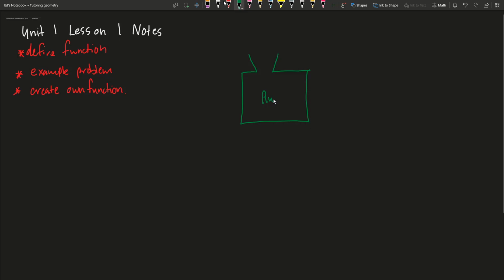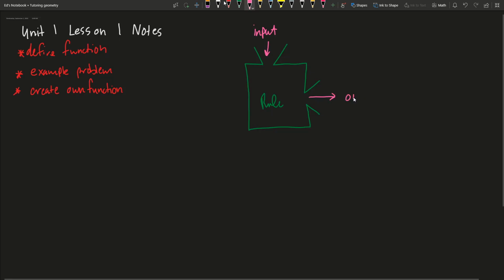And this rule, sometimes you'll see it drawn sort of like a machine, where this machine takes some input and it does some rule to it, and then it outputs something.